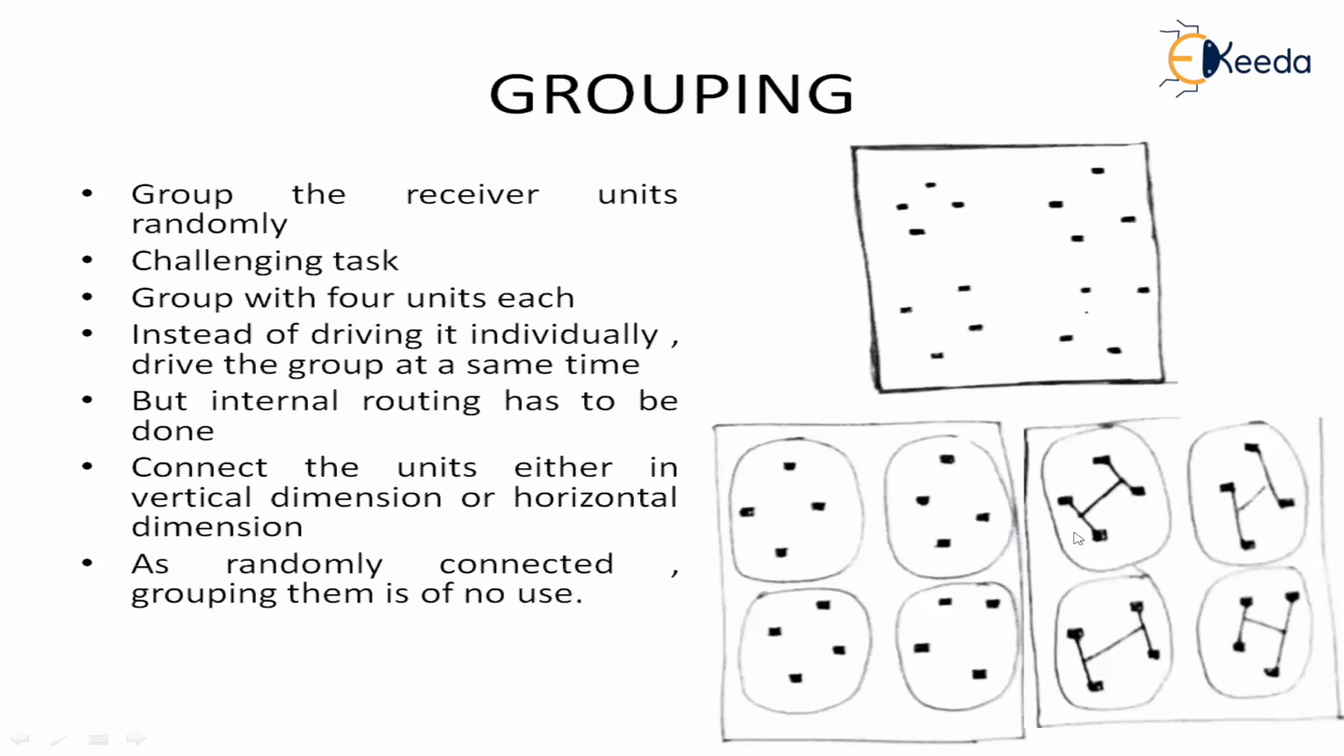For routing the internal units, I can connect my units either in a vertical fashion or in a horizontal fashion. So what is the logic behind this? Assume that I'm having a clock at this point, it will be at an equal distance, so all the units will be getting the clock at the same time. But this is still of no use, because though I grouped and did the internal routing, these are randomly connected and I can't get the vertical or horizontal dimension, and the clock is not going to reach the receiver units at the same time. So this is of no use.